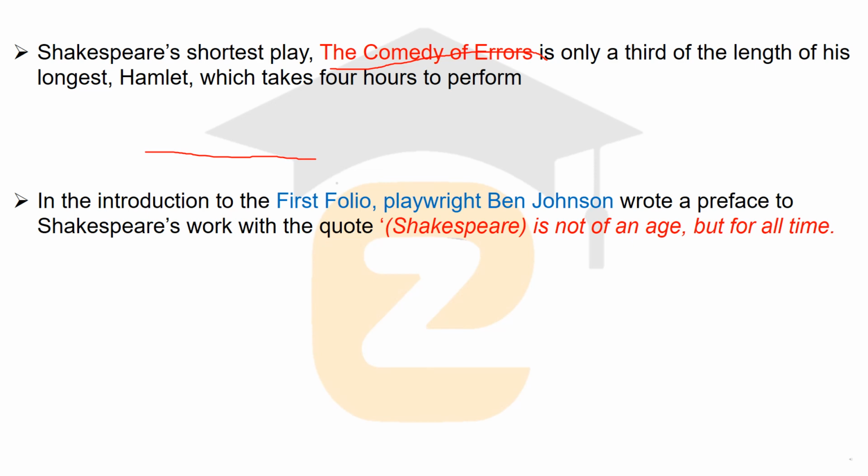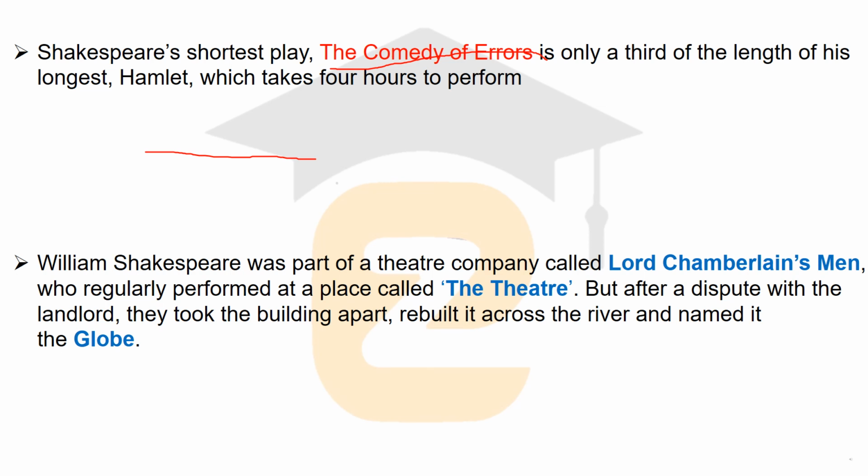Next, we have: William Shakespeare was part of the theatre company called Lord Chamberlain's Men, who regularly performed at a place called The Theatre. But after a dispute with the landlord, they took the building apart, rebuilt it across the river, and named it The Globe. Yes friends, the Globe was a theatre where plays were performed.